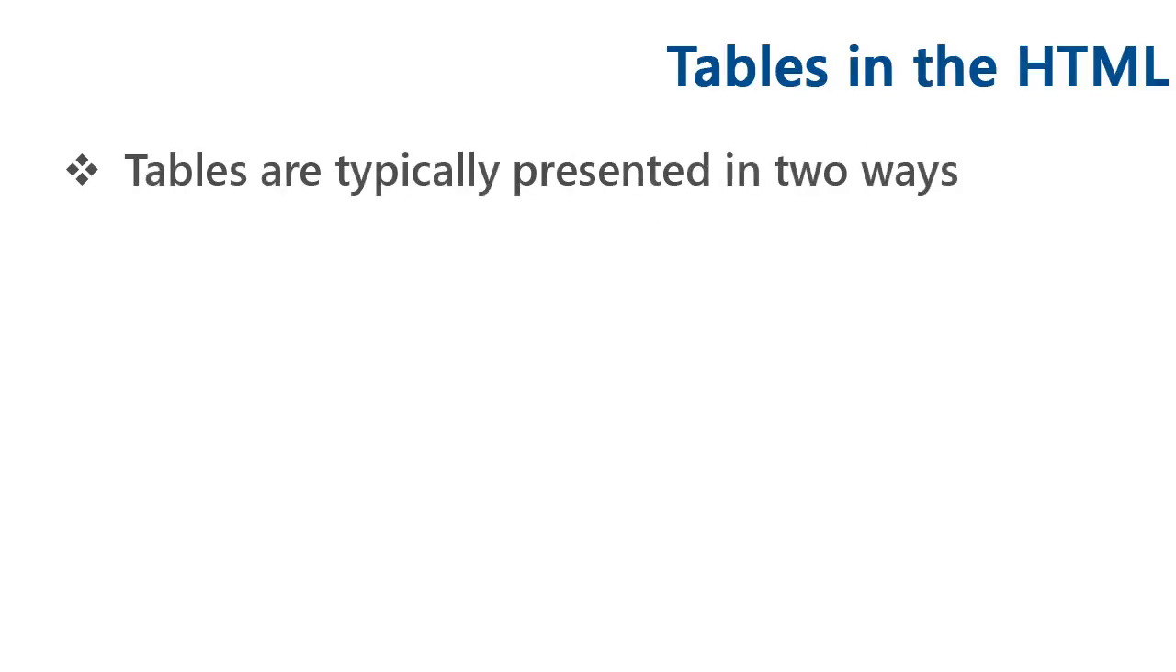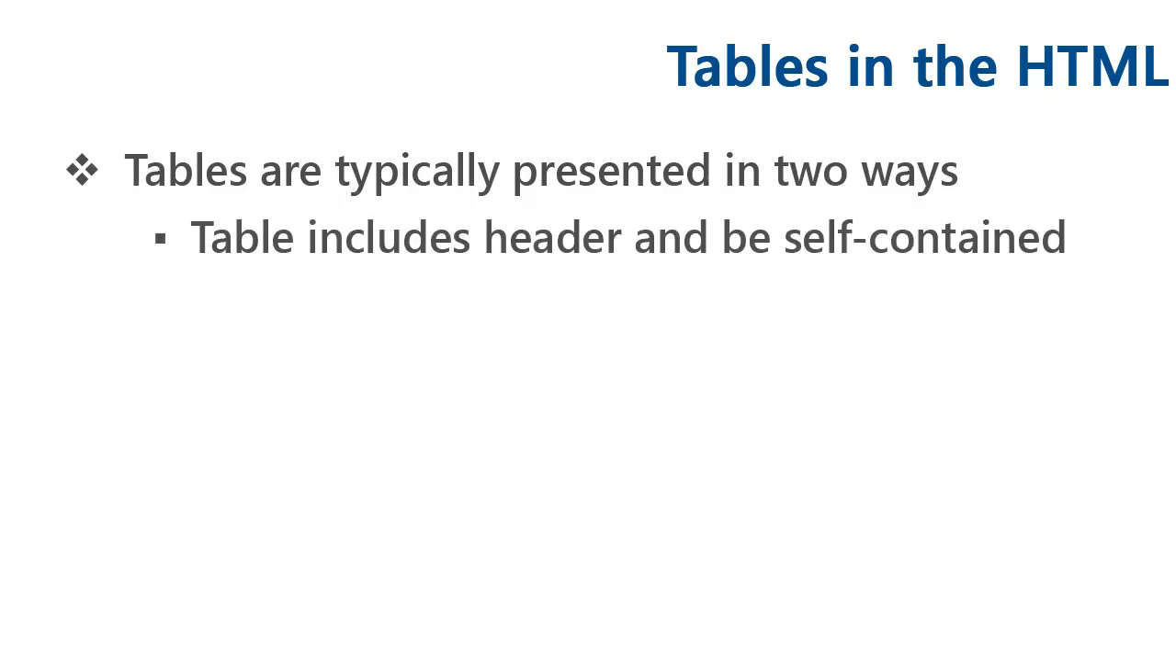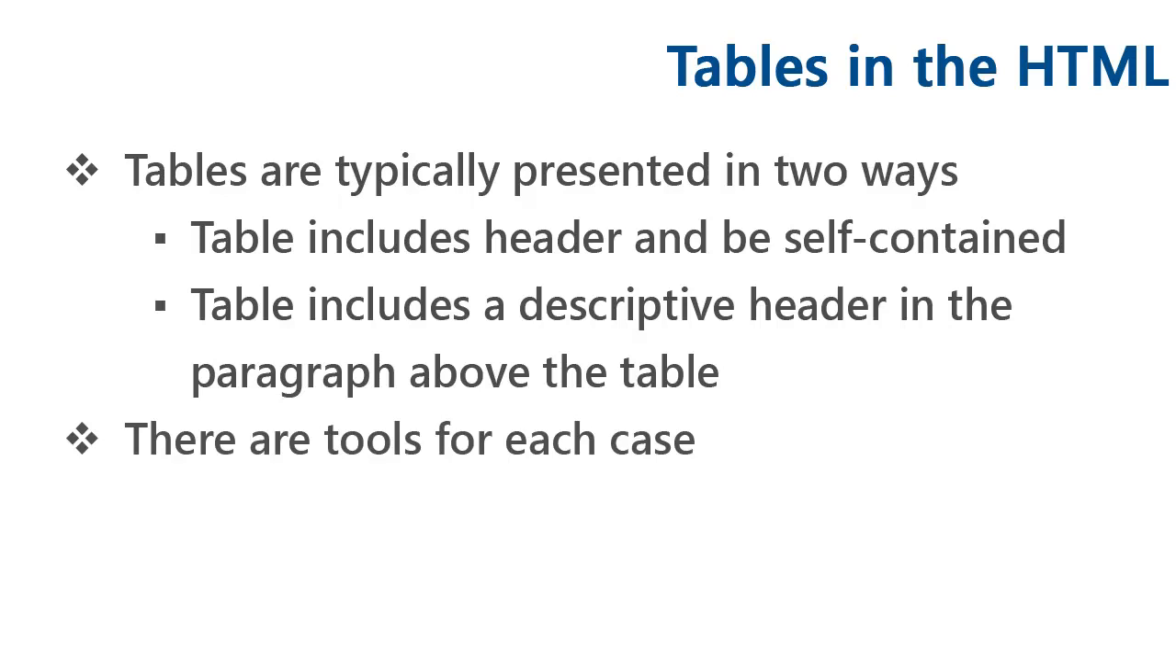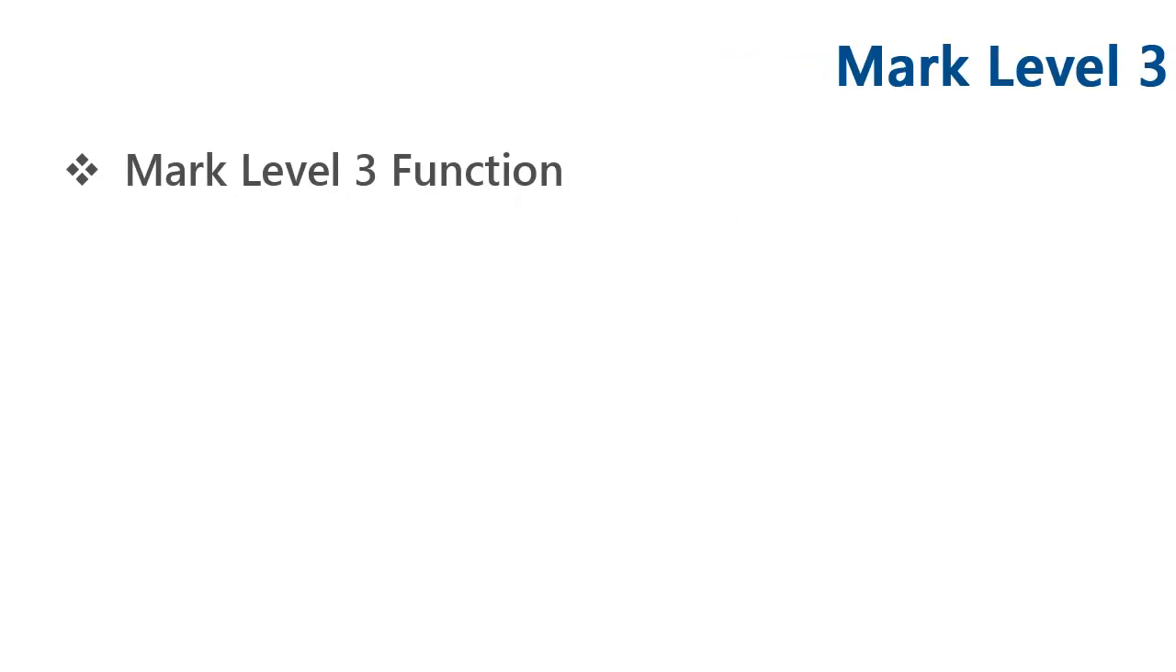Tables in the notes to financial statements are typically presented in two ways. Some tables will include the header of the table within the table. Others will contain a descriptive header in the paragraph text above the table. Because of this, there are two different tools that you can use for tagging tables. The first is the Mark Level 3 function.